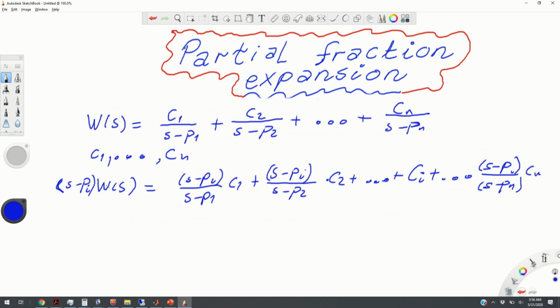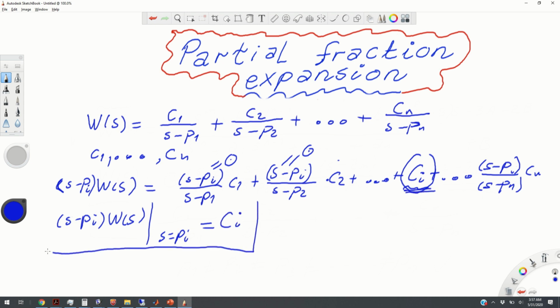Good. So what do we see here? We see that if we multiply the whole expression with s minus pi, this constant ci pops up. So how do we get rid of the other terms such that we are only left with ci? Well, this can be achieved by simply evaluating this expression for s equals pi. When s equals pi, this term is equal to 0, this term is equal to 0. Why? Because pi is not equal to p1 and the poles are distinct. So at the end we only get the ci term. So this is equal to ci.